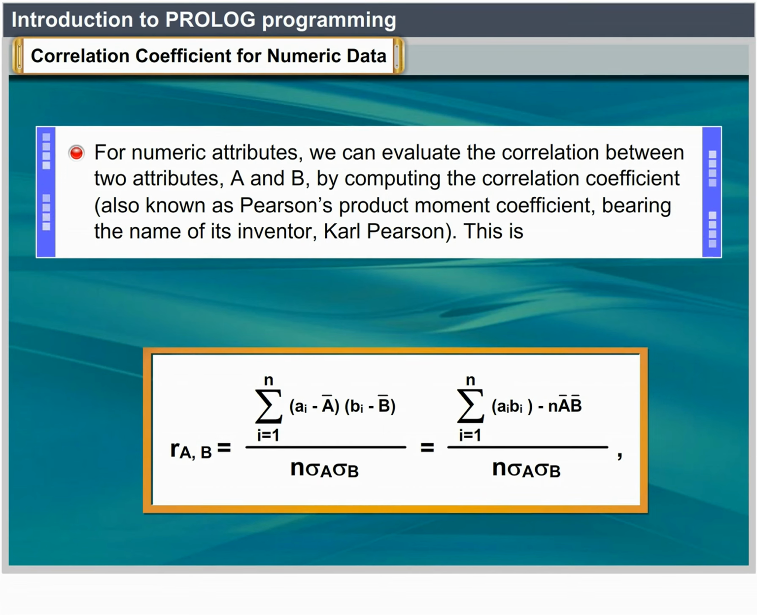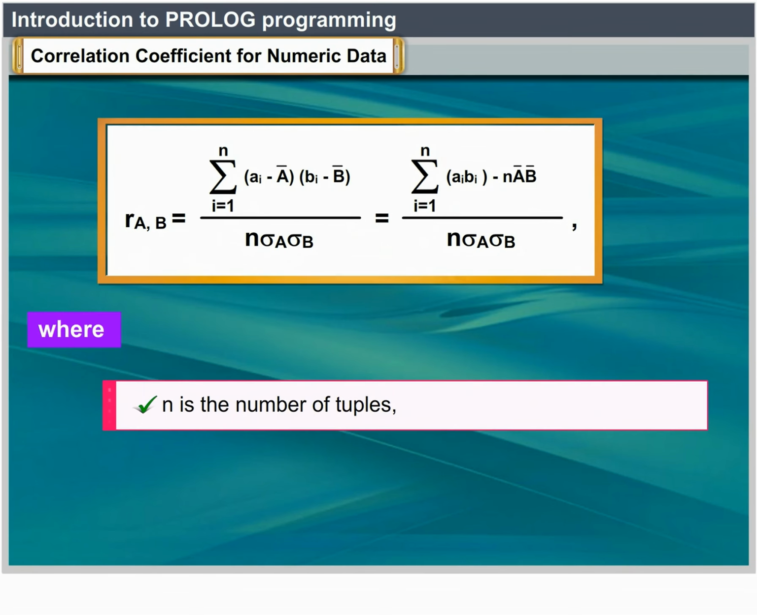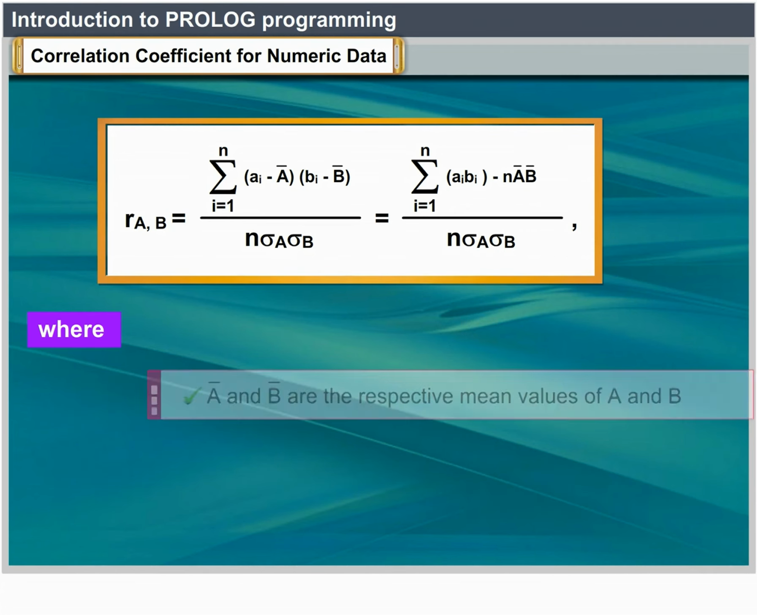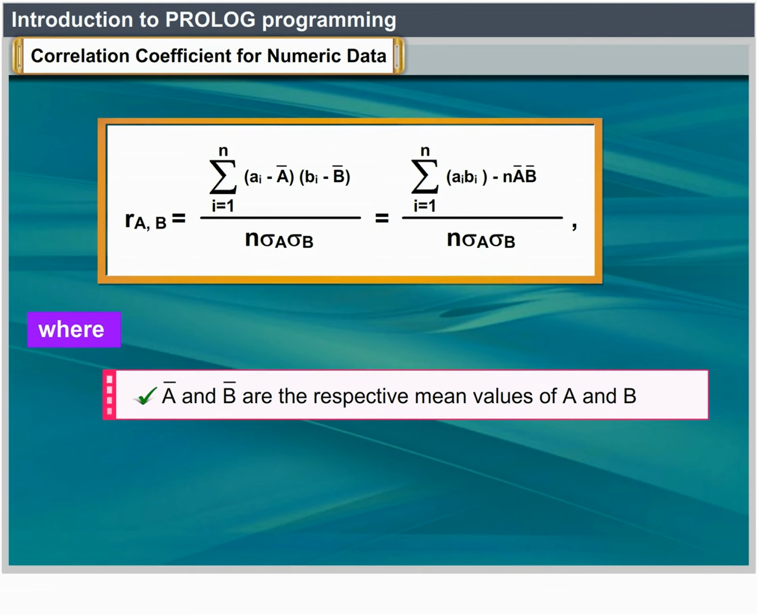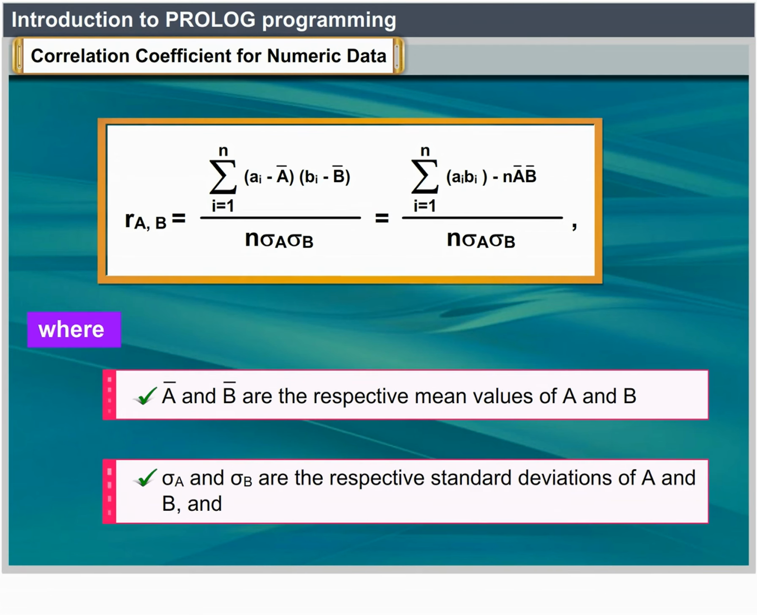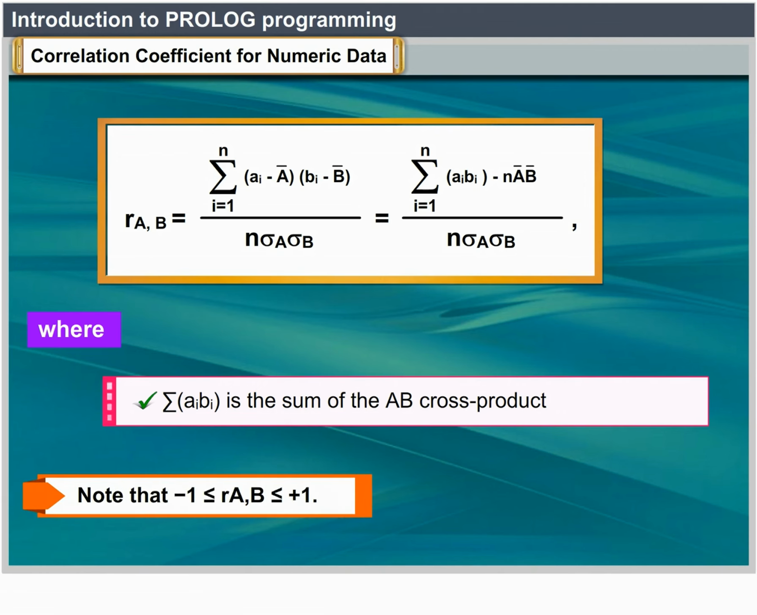where n is the number of tuples, ai and bi are the respective values of A and B in tuple i, A bar and B bar are the respective mean values of A and B, sigma A and sigma B are the respective standard deviations of A and B, and the sum of ai bi is the sum of the AB cross product. Note that r(A,B) lies between minus 1 and plus 1.